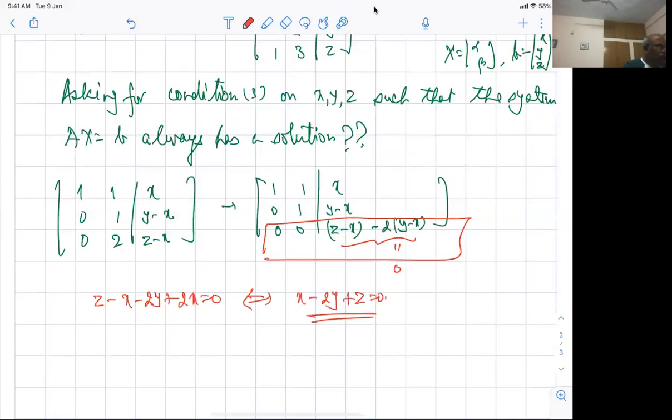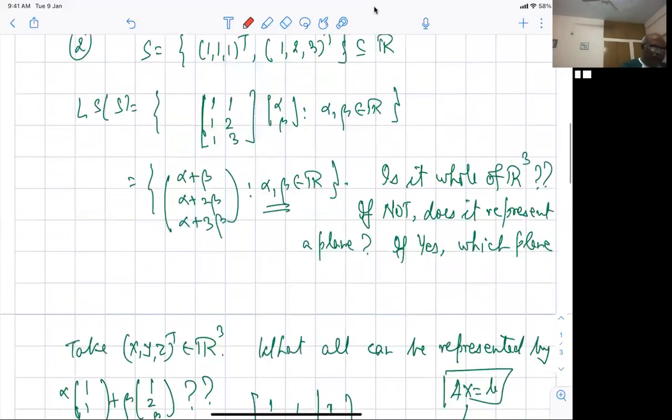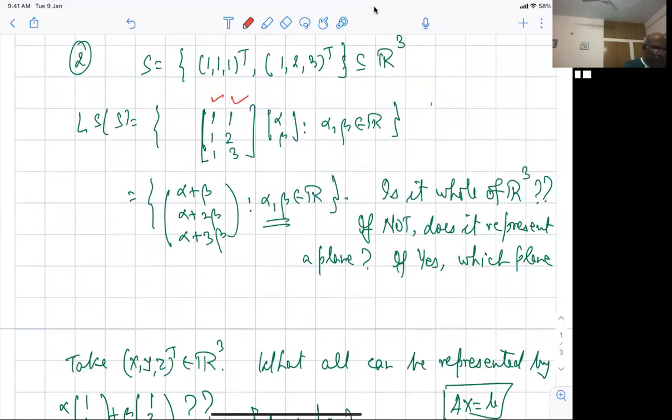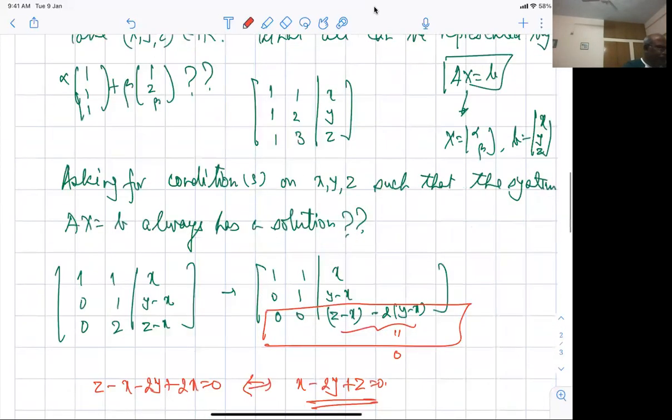All right, fine. So I would like you to check that this is indeed true, that both these vectors satisfy x minus 2y plus z is 0. Just verify it yourself. So what I'm saying is that this is a plane in R3, not the whole of R3. Is it the whole of R3? The answer is no. If not, does it represent a plane? Yes, it represents a plane. And if yes, which plane? It passes through (0, 0, 0), and the normal is given by the vector (1, minus 2, 1). All right, fine. This is important.